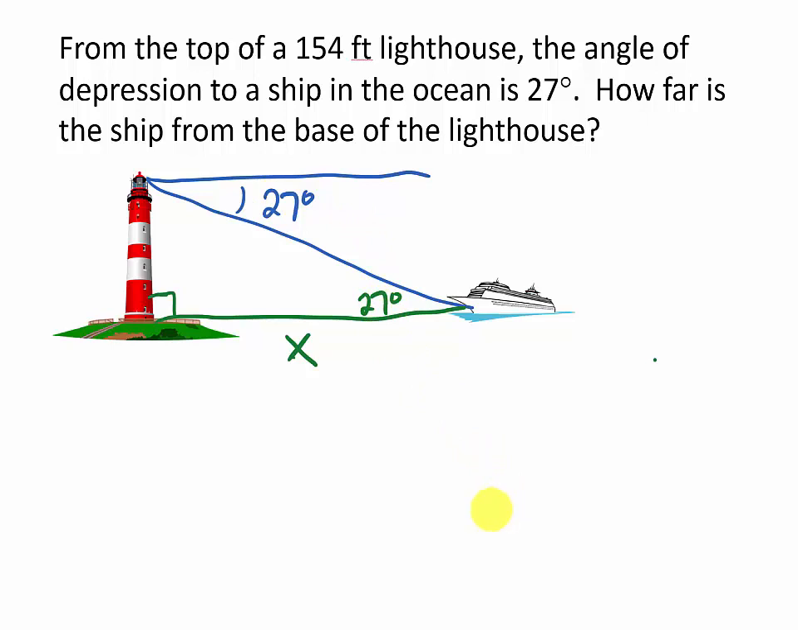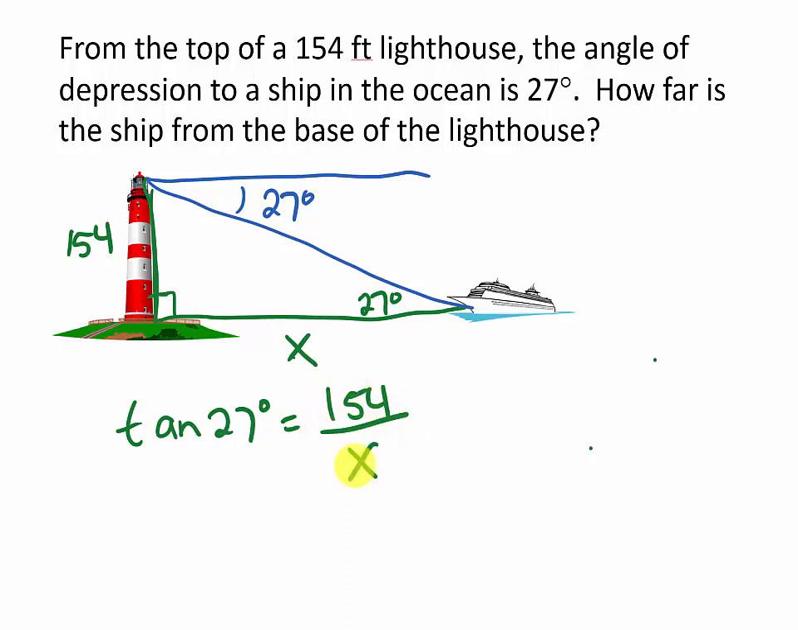Now let's see what information we have. We know how tall the lighthouse is, 154 feet. So looking at this right triangle, we have a side we want to know, and we have an angle. So we want to find a trig function that connects those three pieces. I can see from the angle that I have opposite and adjacent, so I'm going to use tangent. The tangent of 27 degrees is going to be opposite, which is 154, over adjacent, which is x.